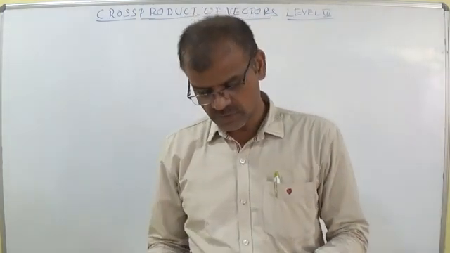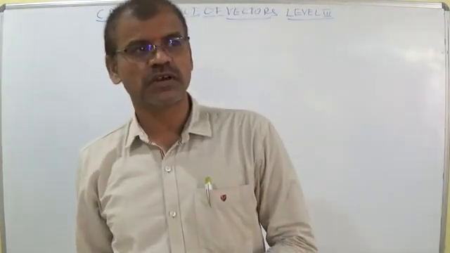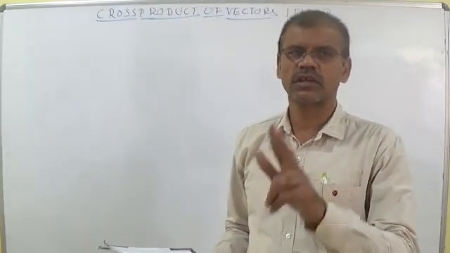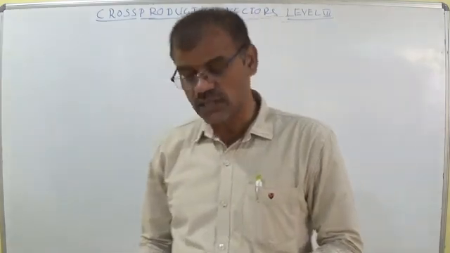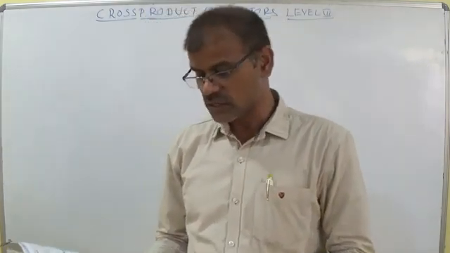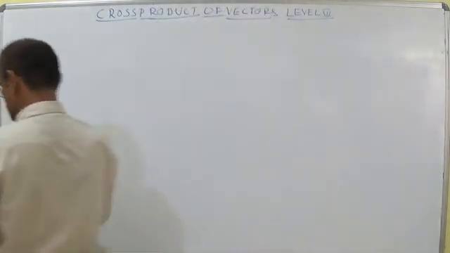Students, we are in cross product of vectors level 3. Only remaining 2 sums are there. In previous class we have discussed until 17 sums. Now let us continue 18 and 19 sums in level 3 cross product of vectors. Let us discuss about 18th question.